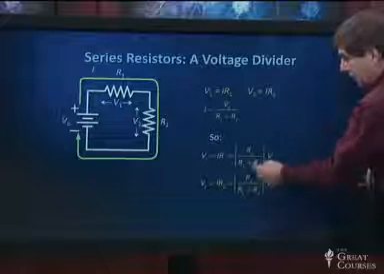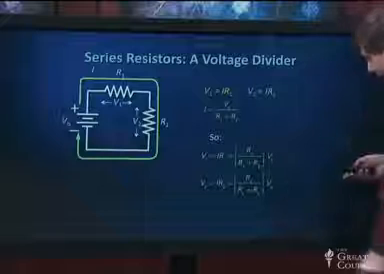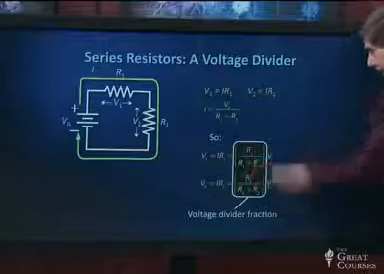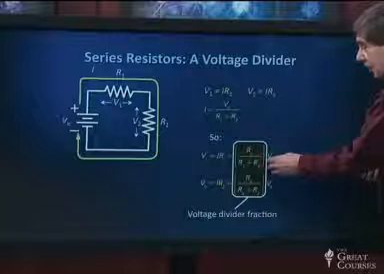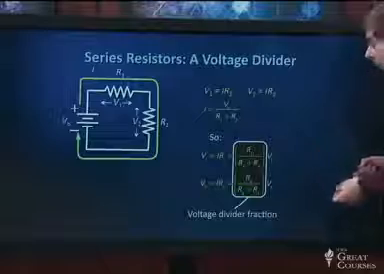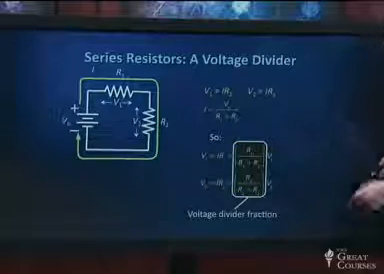I've lumped the terms involving the resistors together and multiplied it by the battery voltage. This quantity that you see here, R1 over R1 plus R2 for V1, and R2 over R1 plus R2 for V2, is called the voltage divider fraction. This circuit is a voltage divider. It divides the voltage from the battery into two pieces, not necessarily equal. They're weighted by how big each resistor is. The bigger the resistor, the bigger the voltage across it.